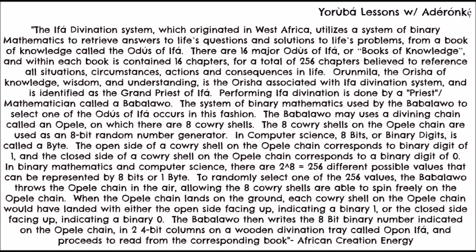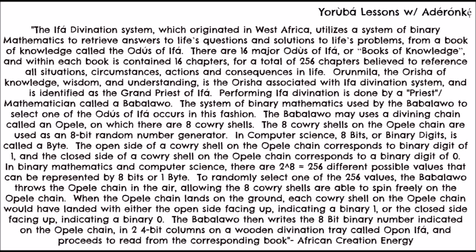Performing Ifa divination is done by a priest or mathematician called a Babalawo. The system of binary mathematics used by the Babalawo to select one of the Odus of Ifa occurs in this fashion. The Babalawo may use a divining chain called an Okpele, on which there are 8 cowrie shells. The 8 cowrie shells on the Okpele chain are used as an 8-bit random number generator.